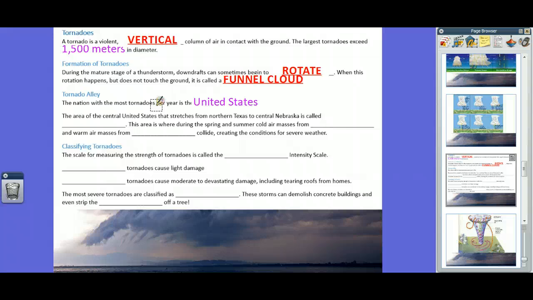Louis, Memphis, the Mississippi River, or a little bit west of that, is what we call Tornado Alley. This area is where during the spring and summer cold air masses from Canada and warm air masses from the Gulf of Mexico will collide, creating conditions for severe weather.